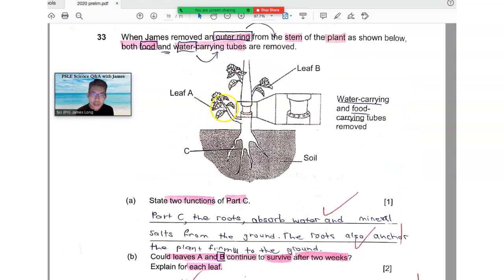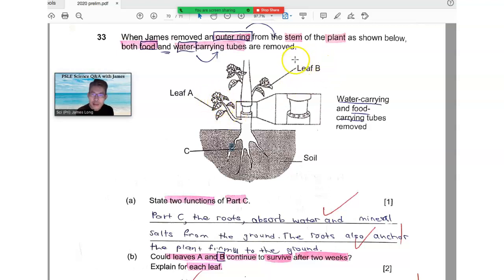You notice that leaf A is found on this branch that's linked to the stem. Everything seems fine from this portion. There's nothing that was cut. So the food made in the leaf can travel down to the roots happily, and the water from the soil can be absorbed up the roots all the way to the stem through water carrying tubes to the leaves, to the flowers, no problem.